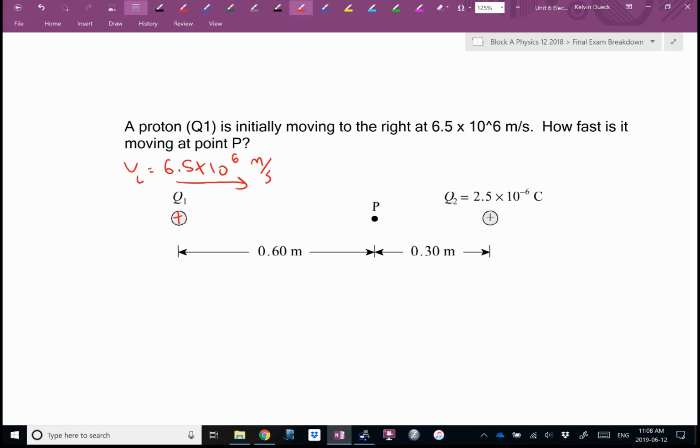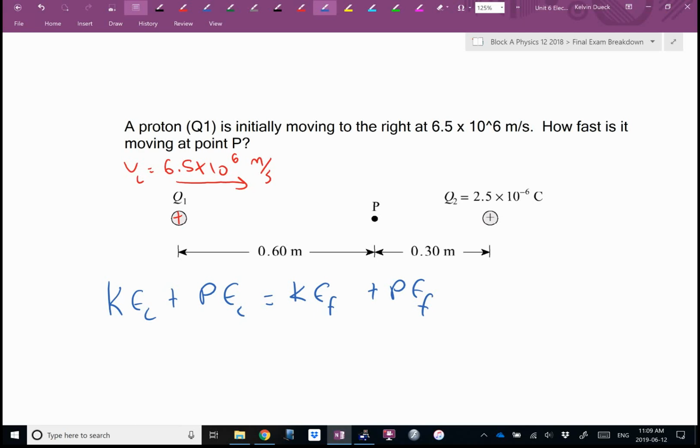Conservation of energy. It's going to end up being KE initial plus PE initial equals KE final plus PE final. Are any of these 0? When is kinetic energy 0? When the object is at rest. Not happening here, sadly. When is potential energy 0 for electricity? When is electric potential energy 0? Or perhaps I should say, where is electric potential energy 0?